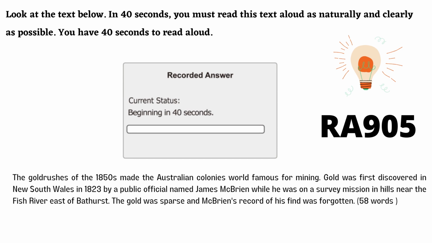The gold rushes of the 1850s made the Australian colonies world famous for mining. Gold was first discovered in New South Wales in 1823 by a public official named James McBrien, while he was on a survey mission in hills near the Fish River east of Bathurst. The gold was sparse and McBrien's record of his find was forgotten.